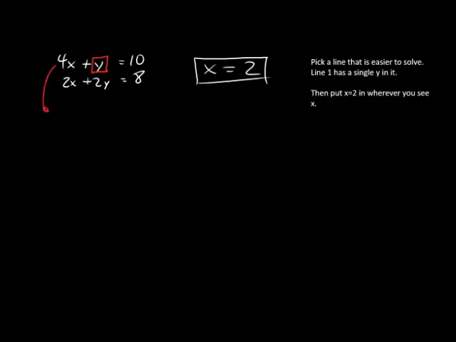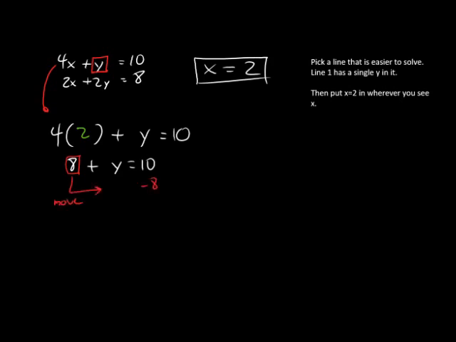We'll have 4 times our 2 plus y equals 10. 4 times 2 will give us 8 plus y equals 10. This 8 that is on the left we can move over to the right, and when we move it, it will become negative 8. 10 minus 8 will give us 2, and therefore y is equal to 2. Once again, we will answer this as an ordered pair, and so we write the x first and the y second every time. So our answer is 2, 2.